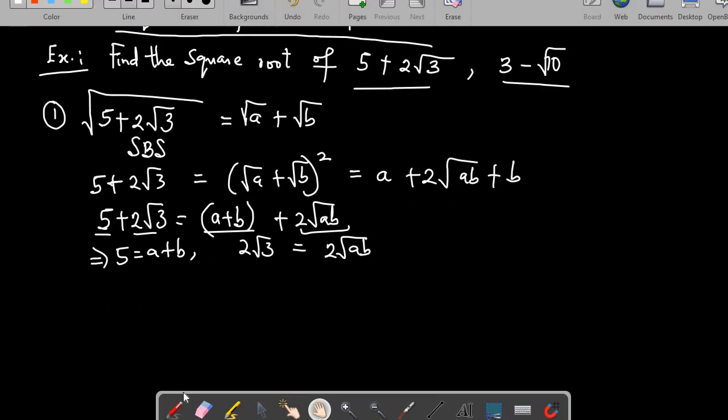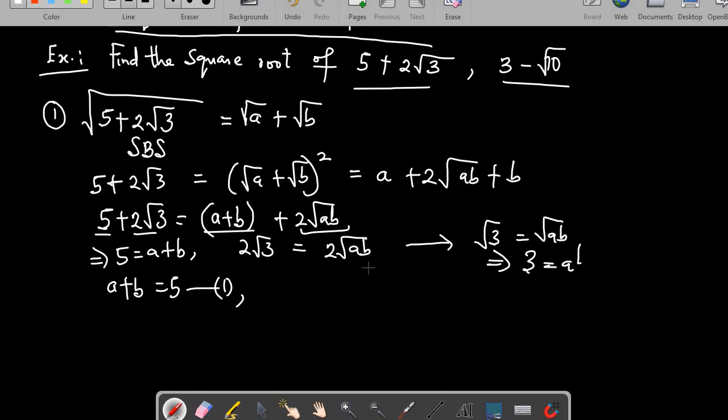And from here you can see that we have a simultaneous equation. You can say a plus b equals 5 is equation 1, and then 2 root 3 equals 2 root ab, and this can be simplified further. You agree with me? If you divide both sides by 2, you will now have root 3 equals root ab. And if you square both sides, this implies that 3 equals ab. So you have a plus b equals 5 and ab equals 3. This is our second equation. We now have a simultaneous equation.